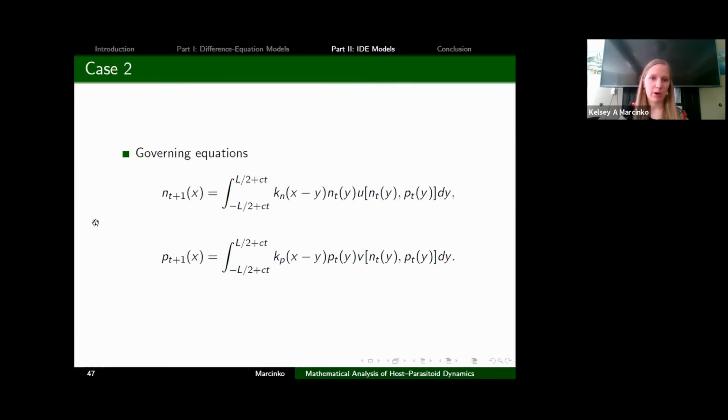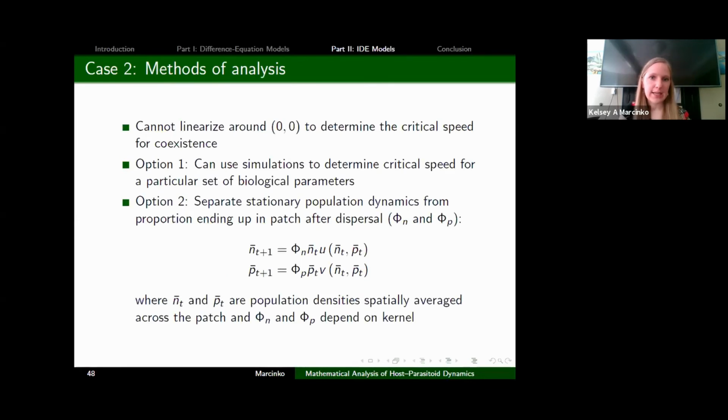There they are for a quick reference. And the challenge here, once we have 2 species, is that I cannot linearize around 0, 0, because instability of 0, 0 does not correspond to coexistence because of that intermediate state where the host exists without the parasitoid.